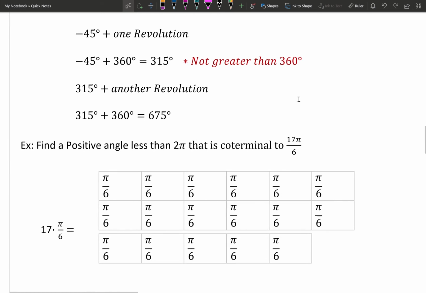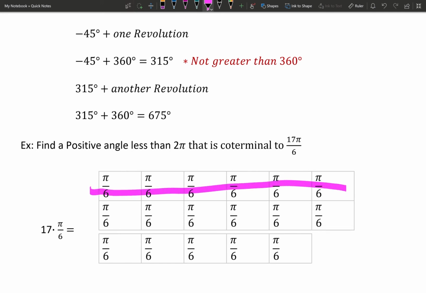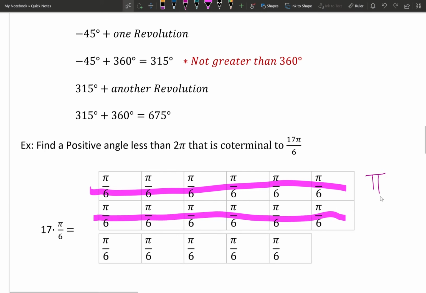Now what I want you to think about is this. If I have pi over 6, pi over 6, pi over 6, pi over 6, pi over 6, pi over 6, this row right here, if I add this row together, what do I get? Well, if I add this row, I get pi. If I have 6 pi over 6's, that means I have a pi, right? So this whole thing adds up to pi. And again, if I add the second row of pi over 6's, I get another pi.